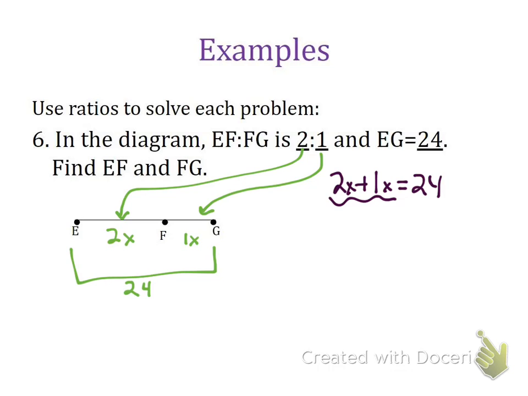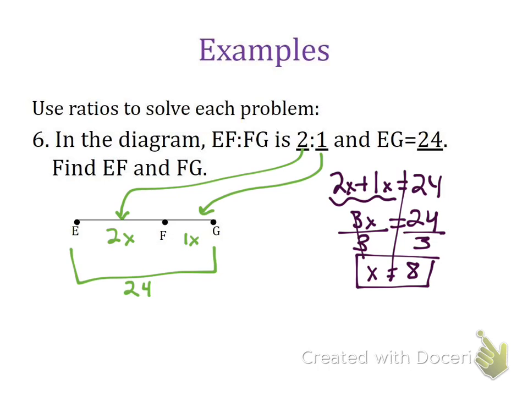Okay, so then we combine our x's, which 2x plus 1x would be 3x. So 3x equals 24. Divide both sides by 3. X equals 8. All right, so x equals 8.